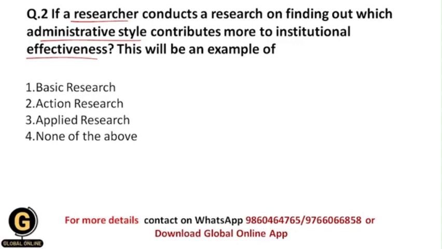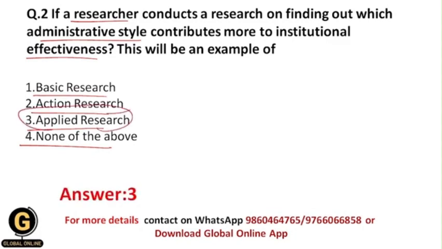So basically, whether I will follow basic research or action research or applied research or none of the above. Students, this question is somehow tricky because here we are going to find out the solution to our problem. But basically here we need to apply a law so that we will get the solution to our problem very efficiently or easily. And that's why the correct answer for this is 3, that is applied research.